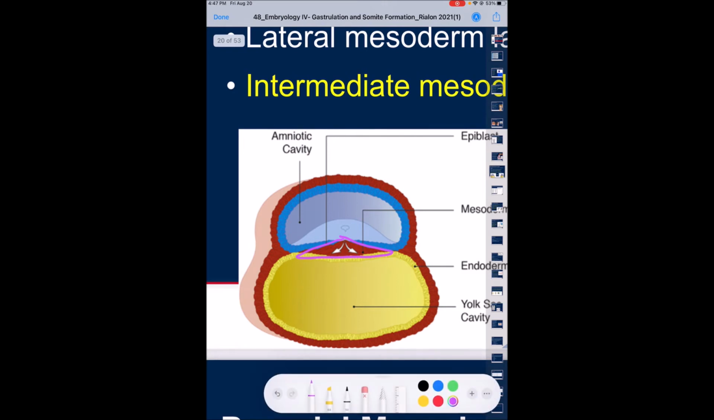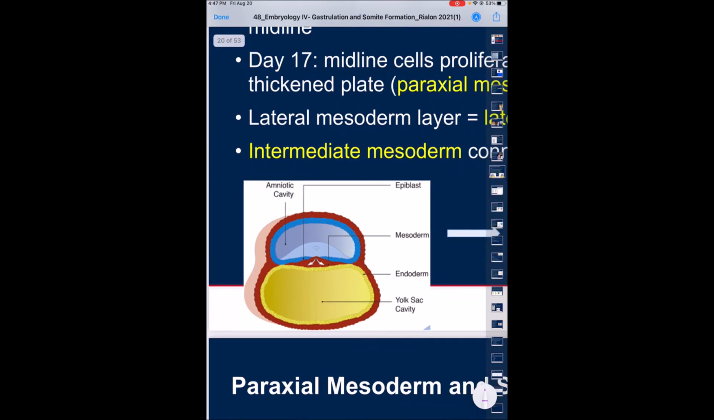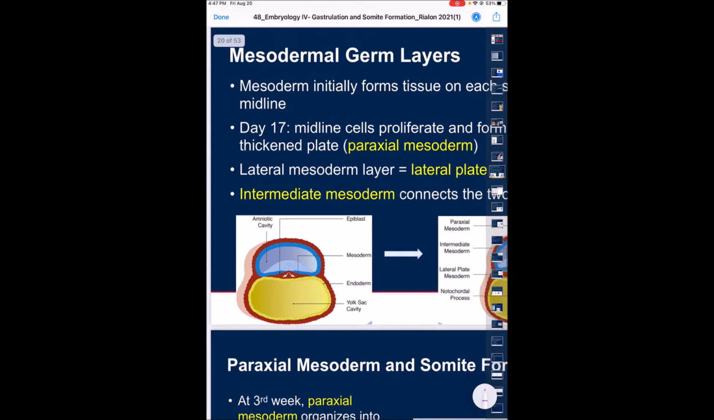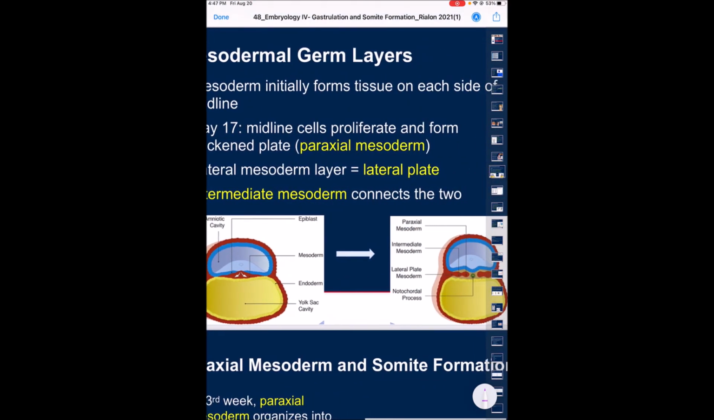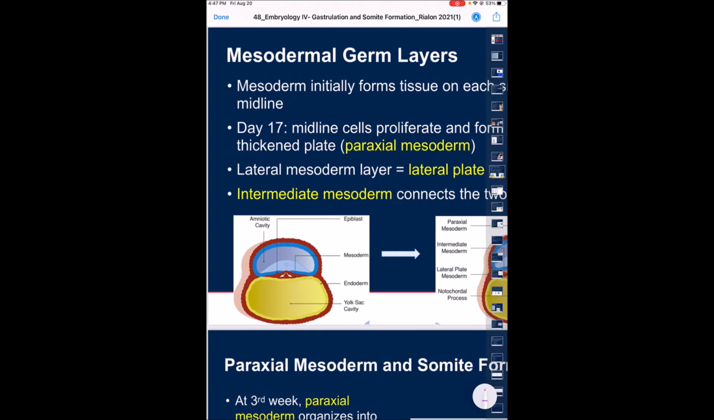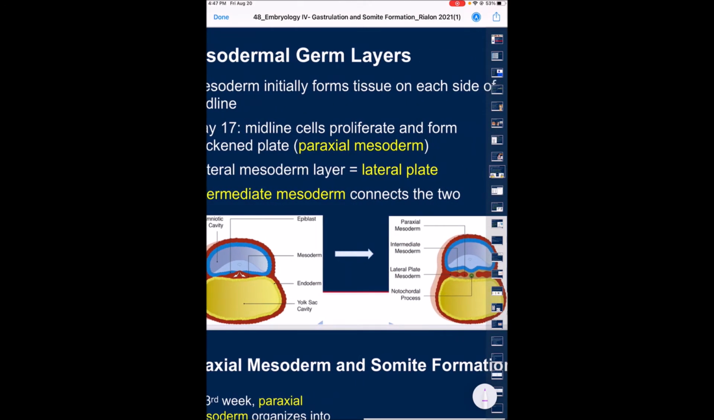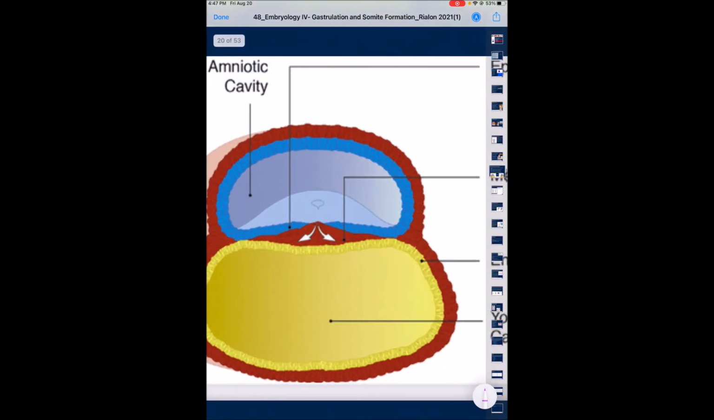So we have these 3 germ layers at the end of gastrulation, and then at the beginning of somite formation it starts with this change in the mesoderm. Basically, what's going to happen is that this mesoderm is going to form a couple of bulges, basically 2 bulges, and then spread out.